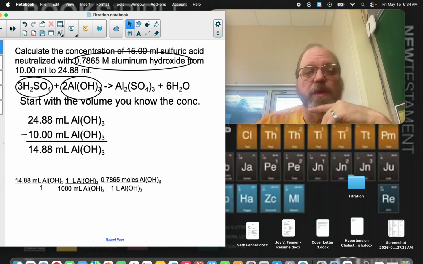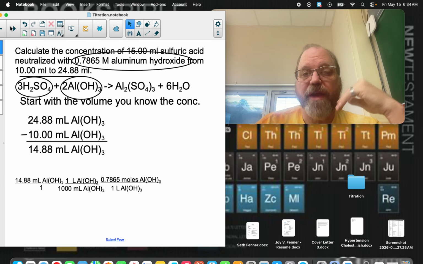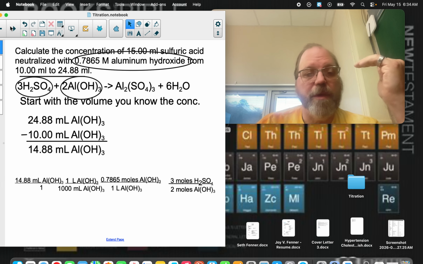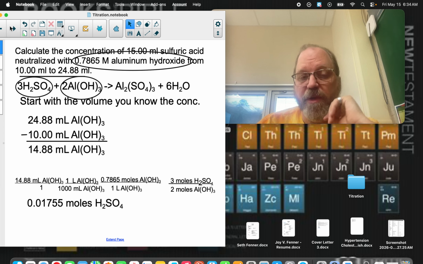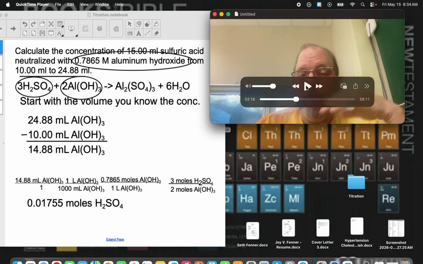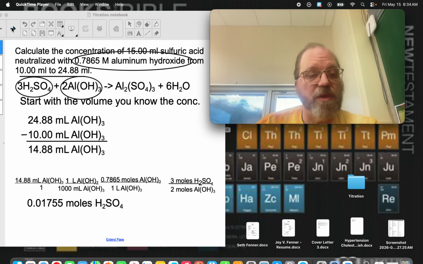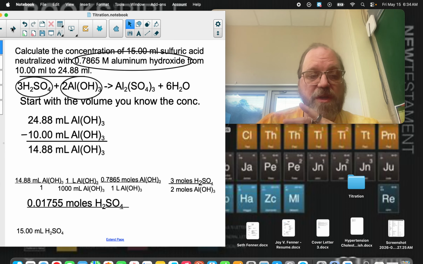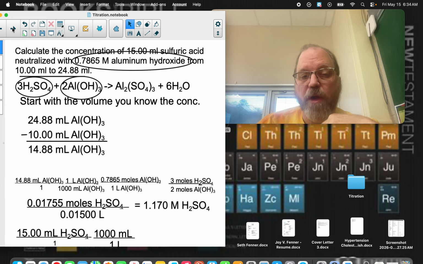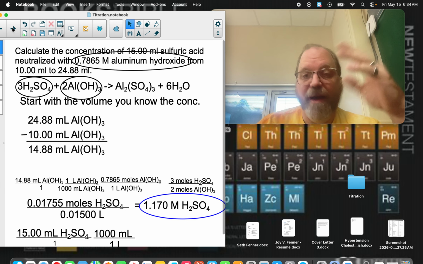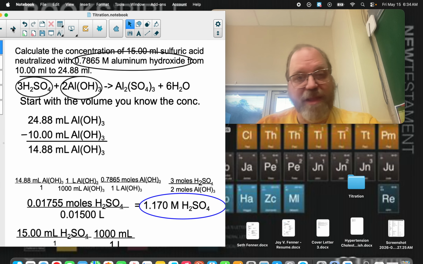And then for the balanced equation, we're doing aluminum hydroxide and sulfuric acid, so it's a 3-to-2 relationship. Therefore, it's 3 moles of sulfuric acid over 2 moles of aluminum hydroxide. When we multiply through, we get 0.0155 moles of sulfuric acid. Now we have 0.1755 moles. Sorry, molarity, not moles. So we take the 15.00 milliliters of sulfuric acid, convert that into liters, put that on the bottom, and multiply through: 1.170 molar sulfuric acid. That's my answer. Again, if you need more thorough explanation, go back and look at the Chem 1 notes.